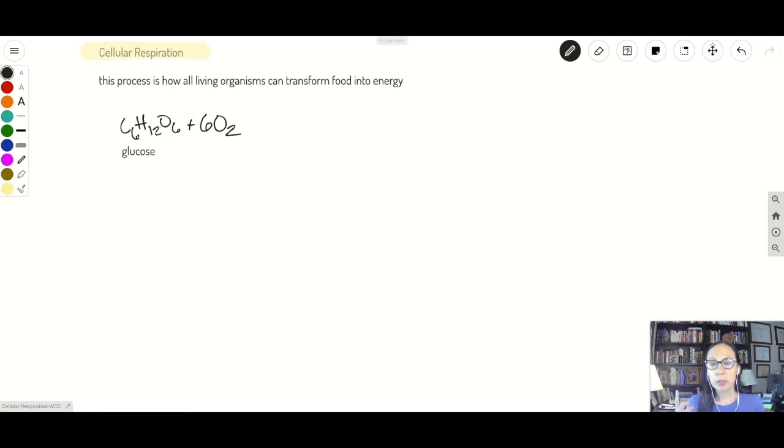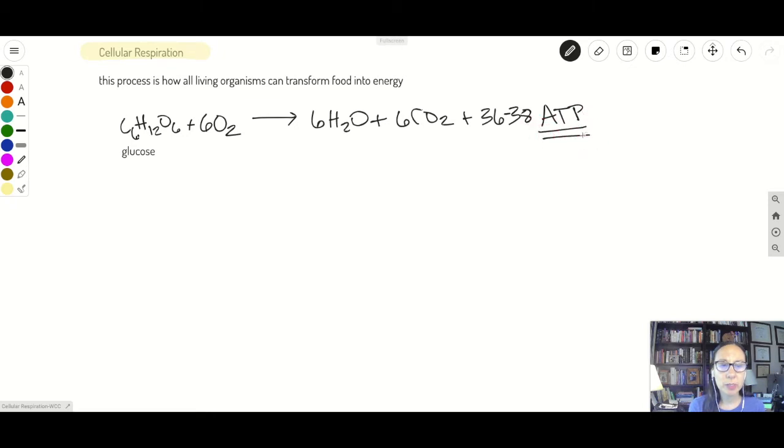This is why all living organisms need oxygen. So you need glucose and you need oxygen, and then it goes through all these steps to end up with 6 water molecules. So you actually produce some water, and you're going to have 6 carbon dioxides. When you exhale, you're exhaling the carbon dioxide, and you're going to make ATP. We are going to say 36 to 38, depending on the situation. ATP is the energy source that we are going to use to do all our living processes. That's really the money, the ATP. So that's the overall formula.